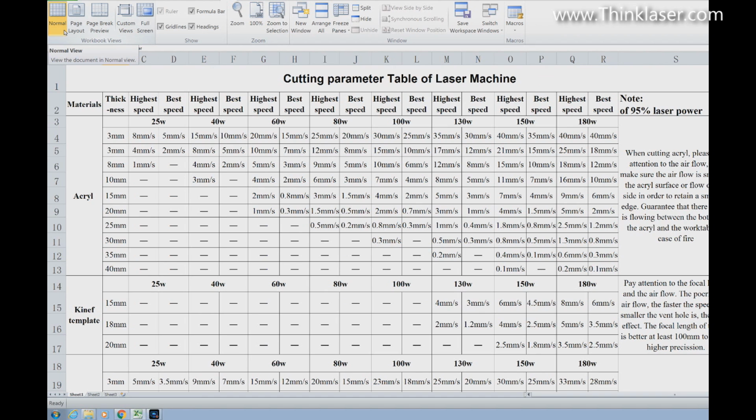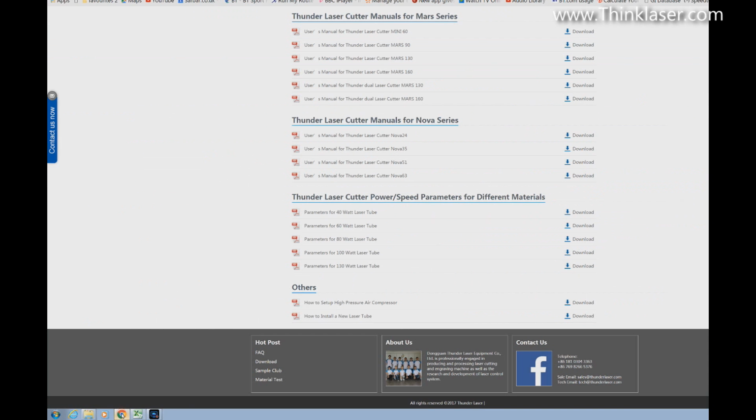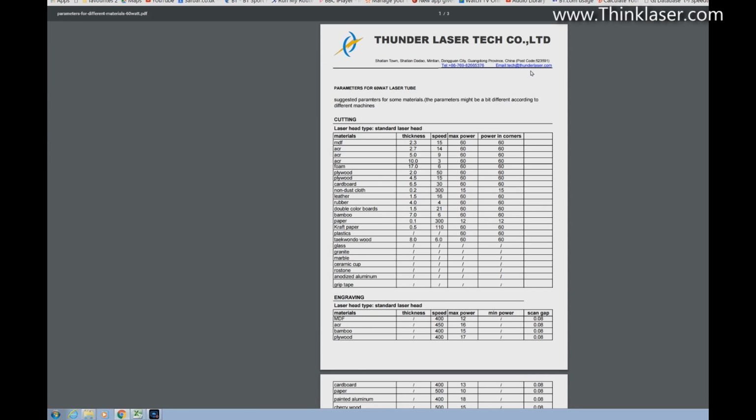To justify what I'm saying about all cutting parameter tables, I'm going to take you to one of what I consider to be one of the slightly better researched sets of data out there, and that's on a site called Thinklaser. Now they provide you with a set of parameters for these different wattage tubes. They haven't tried to put them all onto one table. They've kept them on separate tables. So we take a look at the parameter table for my particular 60 watt laser.